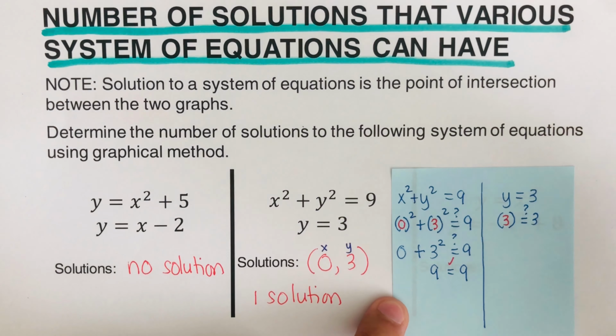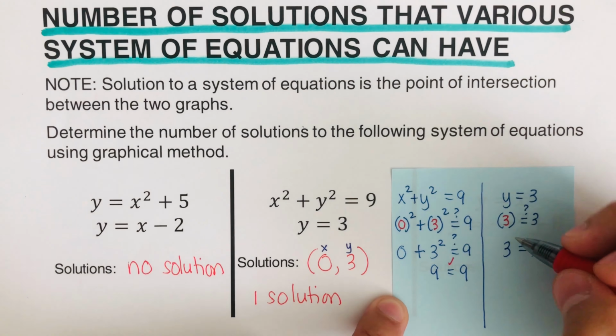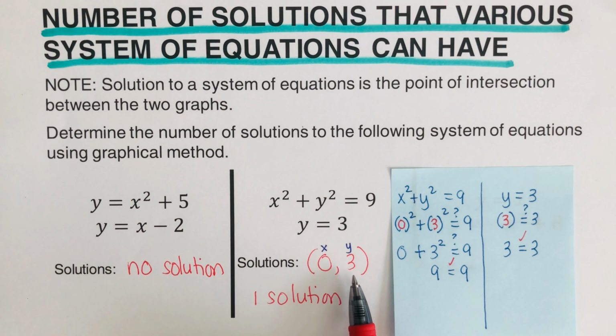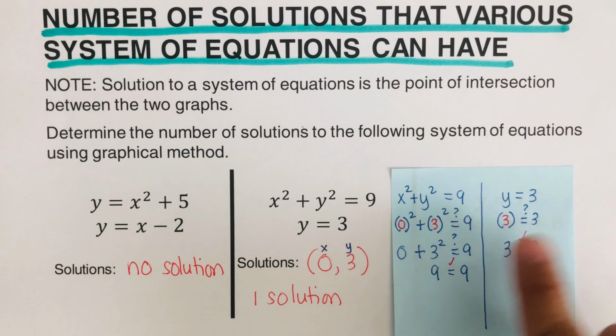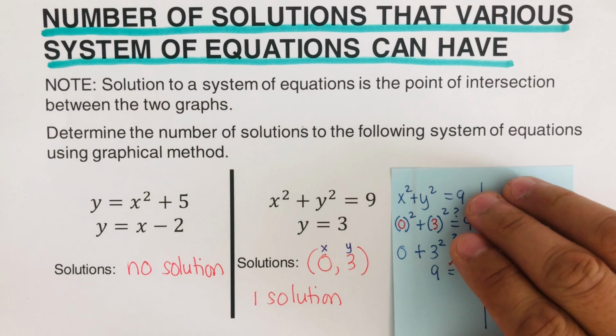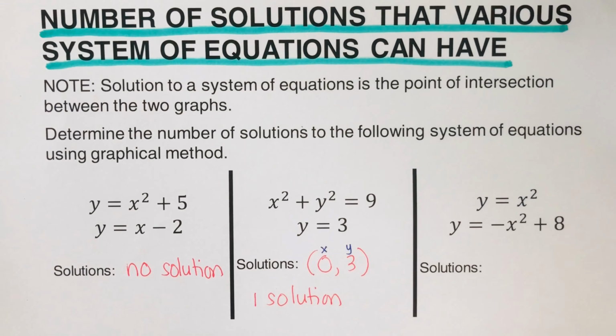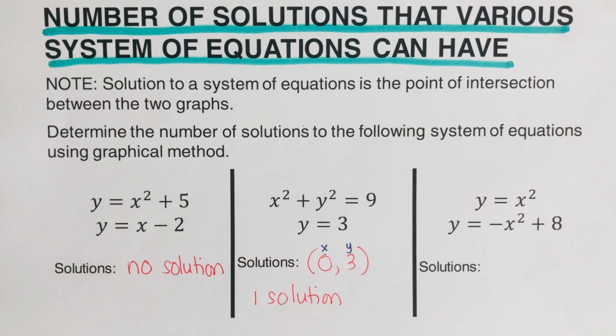So we can go ahead and say that 3 is equal to 3, which means that this solution 0, 3 works for both of them, both algebraically. This is the algebraic method, and the graphical method was the one that I showed you a while back. So that means this solution we have here is correct.